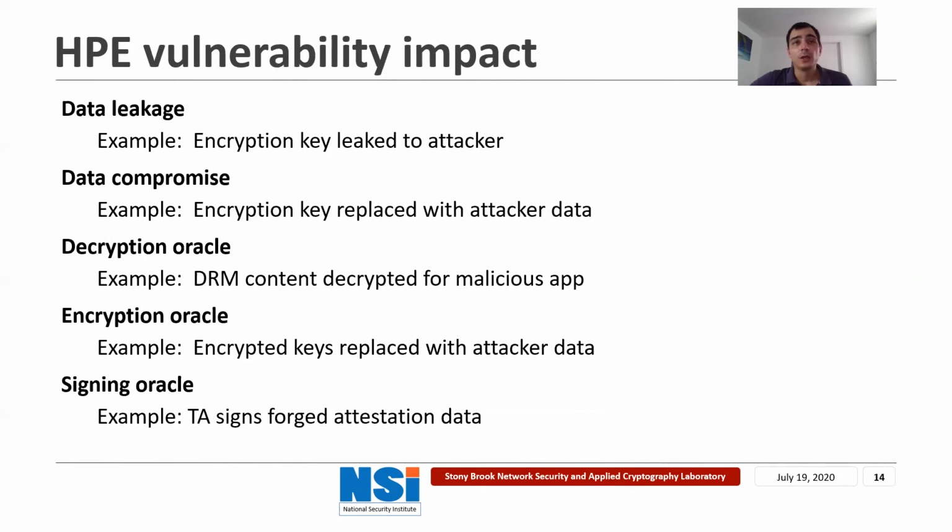For each vulnerability, we have determined its impact and how it can be used by a malicious application. As a result, we have identified a total of 5 horizontal privilege escalation attack vectors. TAs can be used to leak data, compromise data, or act as decryption, encryption, or signing oracles. For example, a TA leaking an encryption key has a data leakage horizontal privilege escalation attack vector. More details are provided in the paper.